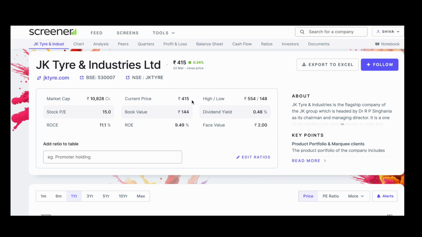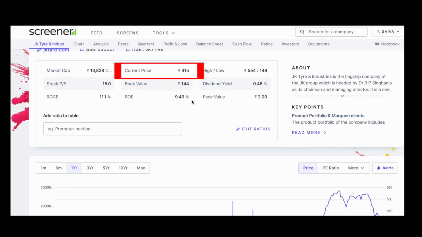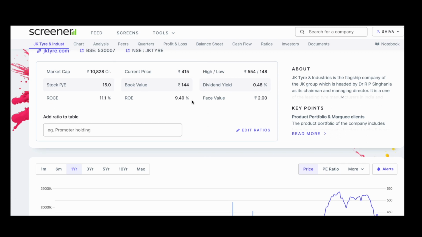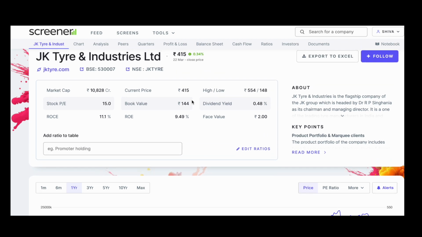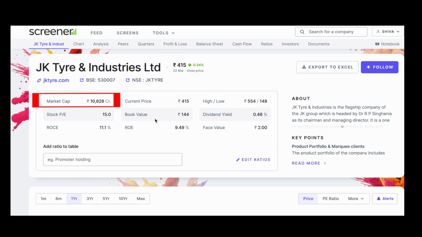The stock price, or we can also call it a security price, is 415. This was recorded on March 22nd, but I did not upload it on time, so I made a delay on this. It's okay. Here we need to understand the concept of how we can select whether this type of stock is good to buy or not. The price is 415, and the market cap of this company is 10,828 crores.